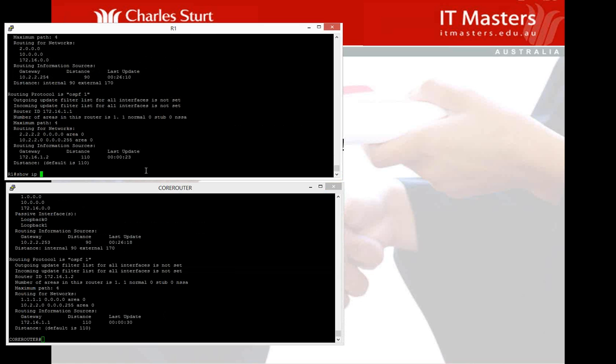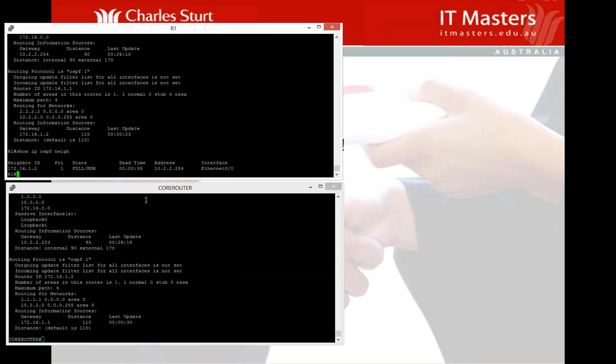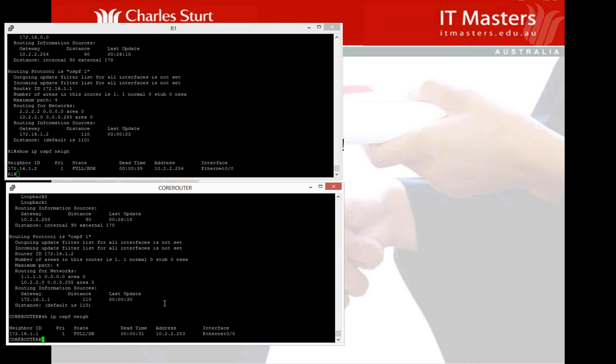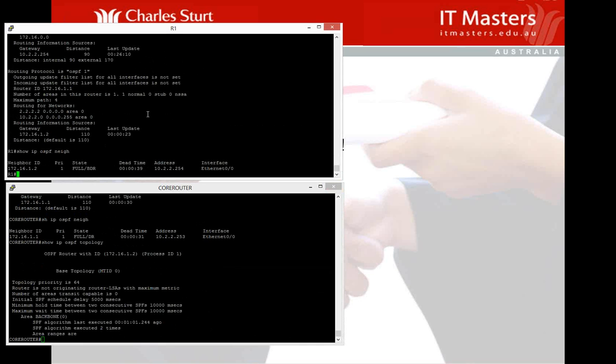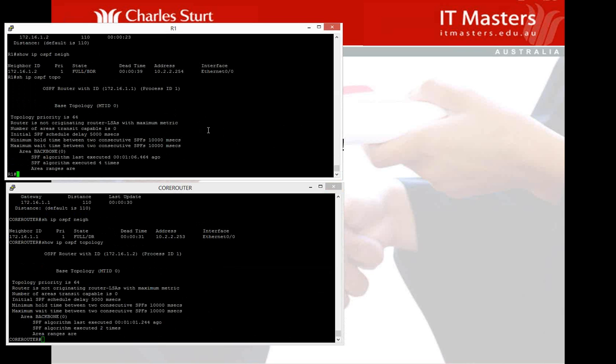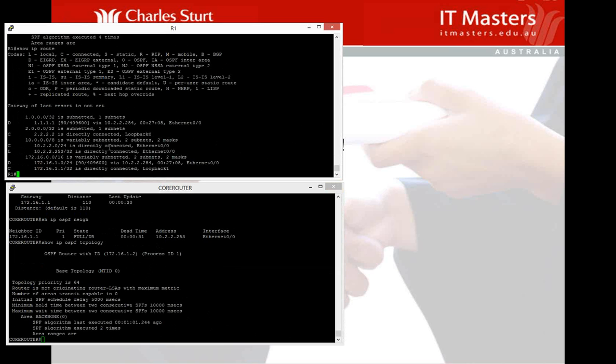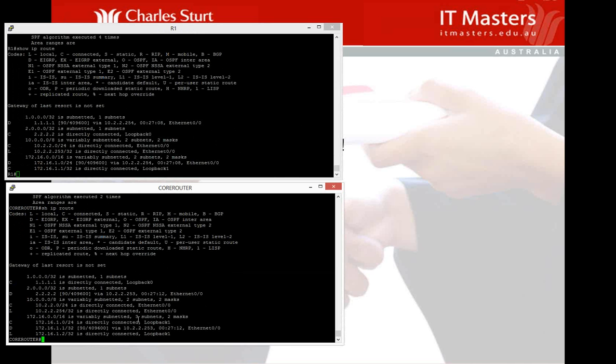Let's have a look. Show IP OSPF neighbor. Okay, we've got a full BDR relationship with that guy. And we've got a full DR relationship there. And if we have a look at show IP OSPF policy, okay, things look alright. Here's a question for you. Why am I not seeing any OSPF routes in the table? Now again, this could be a question that you may get on the CCNA exam. So why am I not seeing any?